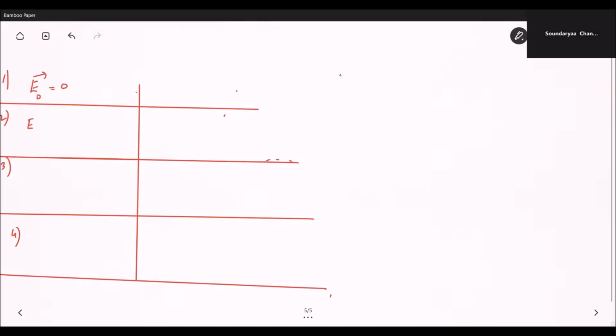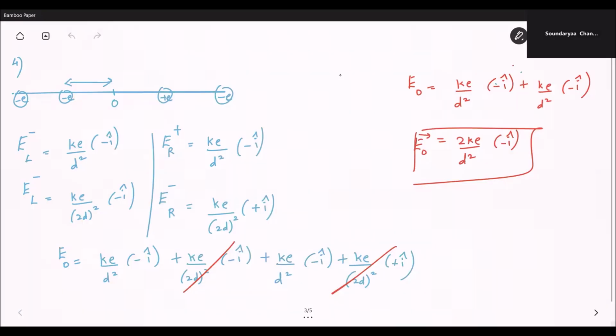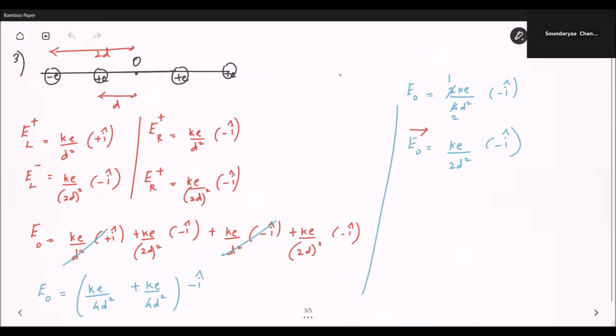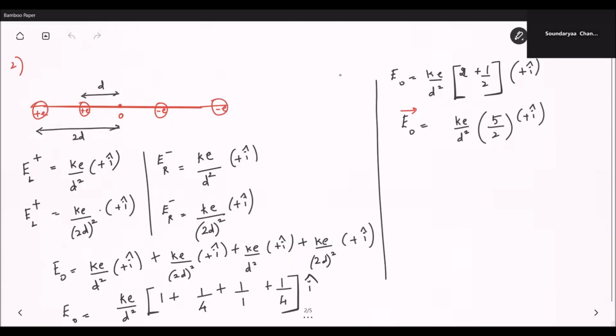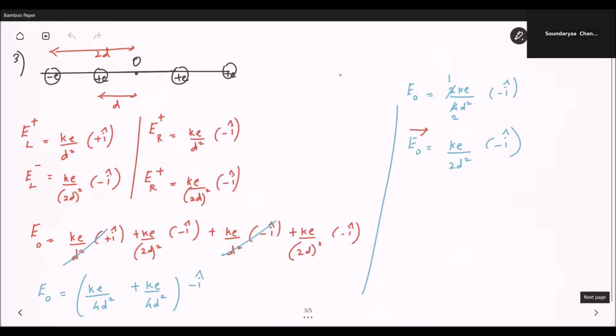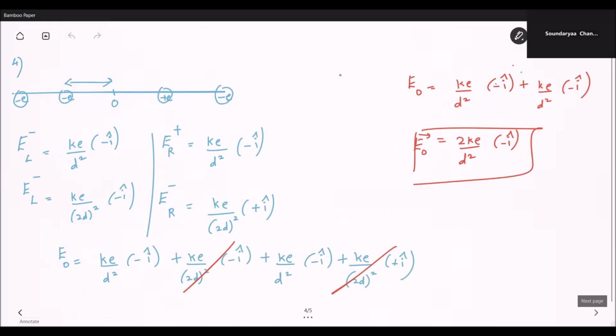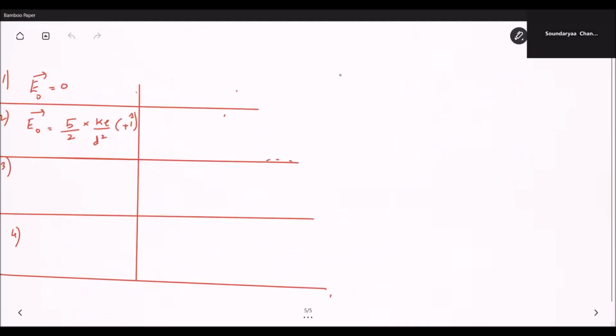Let's write here. For the first one, it is 0. And for the second one, it is 5 by 2 Ke by d square into plus i cap. And for the third one, it is Ke by 2d square into minus i cap. And for the fourth one, it is 2 Ke by d square into minus i cap.